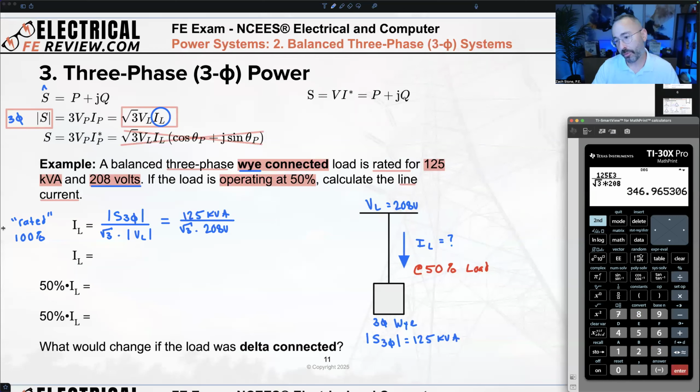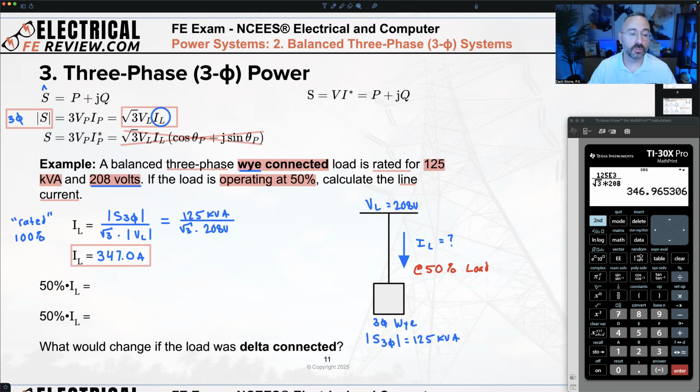We get about 347.0, excuse me. So we have a line current magnitude at 100% load, or rated conditions, of 347.0 amps, just rounding here. If that's the 100% line current, or the rated line current, how do I figure out what the line current is instead if the load's only operating at 50%? What do I do? Real easy.